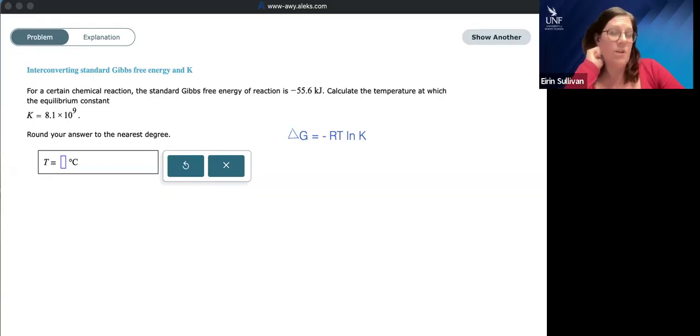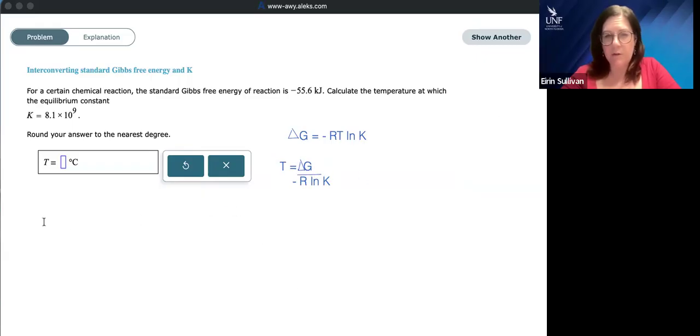This time we're actually being asked to rearrange and solve for the temperature with this value for Gibbs free energy and this value for the equilibrium constant. So we're going to want to make T the subject of our equation. So T is just going to equal delta G over minus R ln K. We're going to have to be careful with signs and units, because delta G is usually in kilojoules, and R, the gas constant, is in joules per mole per Kelvin. So just be a little bit careful there.